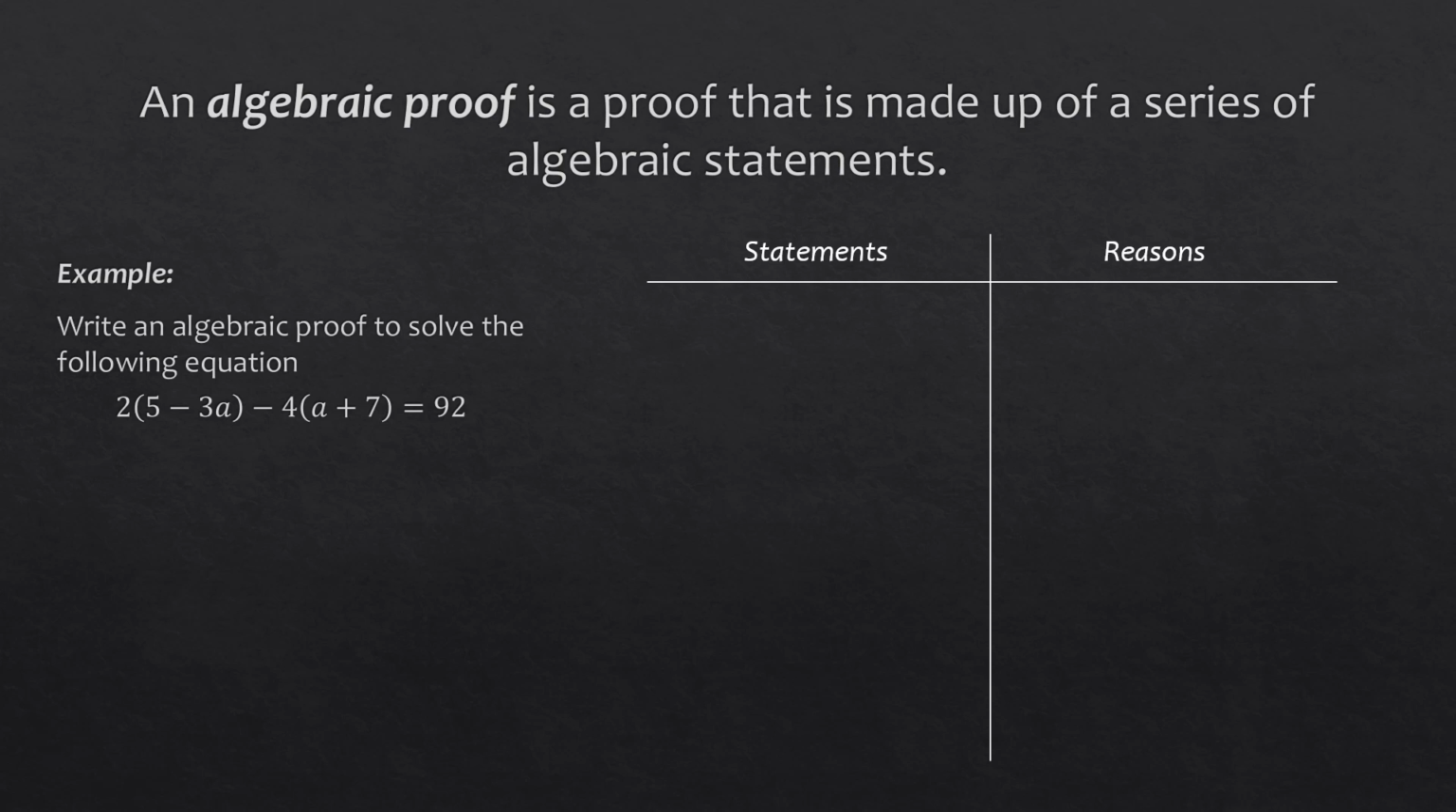All right, so as always, we'll start our first line with the given information or the given equation. 5 minus 3a minus 4a plus 7 equals 92. That is our given information. Now, it's always important to write down your given information because honestly, when I'm grading proofs on tests and quizzes, that's always worth a point. That's always something you can add to your proof.